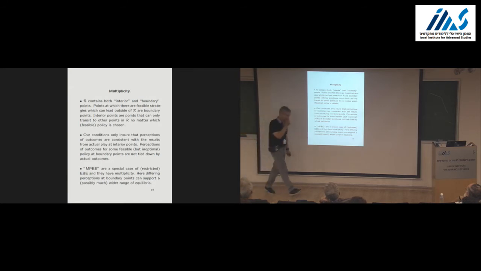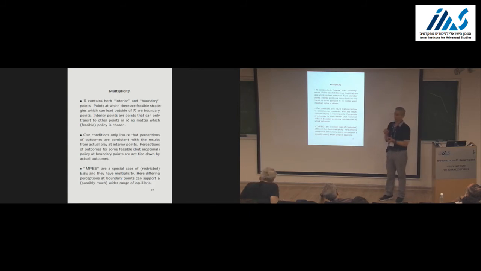In the recurrent class, I'm going to classify the points. There are two types of points. One type of point I'm going to call interior. An interior point is a point that can only transit to other points in the recurrent class, no matter what policy I take.